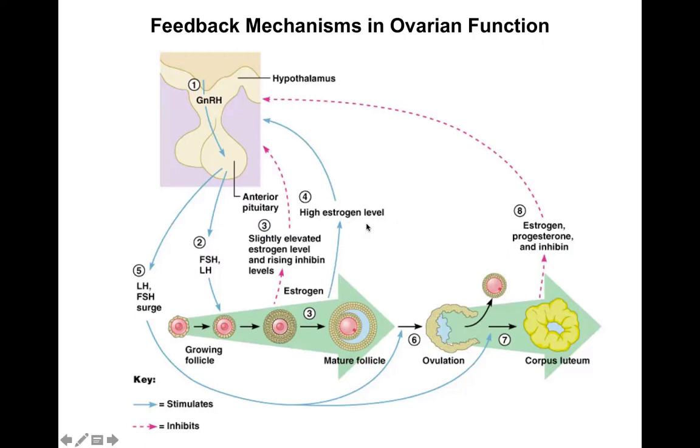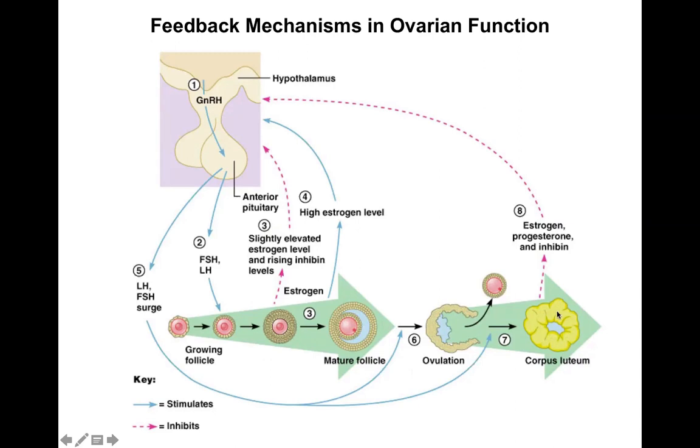It means that this high level causes an increased level of LH, which is known as the LH surge. This drastic increase in LH is responsible for the process of ovulation, or release of the ova from the follicle. What is left behind is known as the corpus luteum.